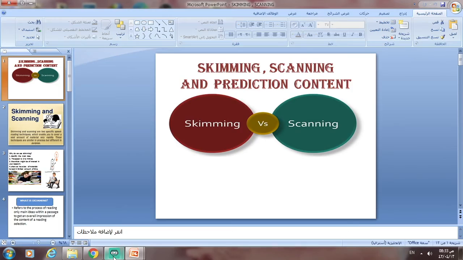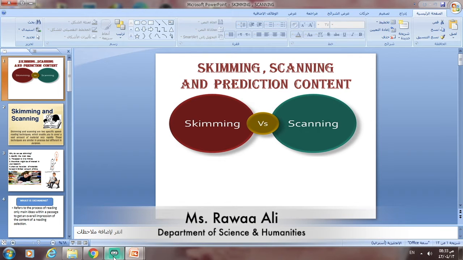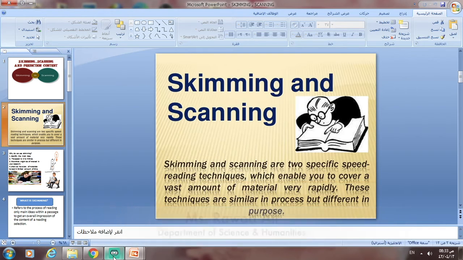Hello everyone. Today's topic is about skimming and scanning. Let's see the meaning of these two terms. Skimming and scanning are two specific speed reading techniques.